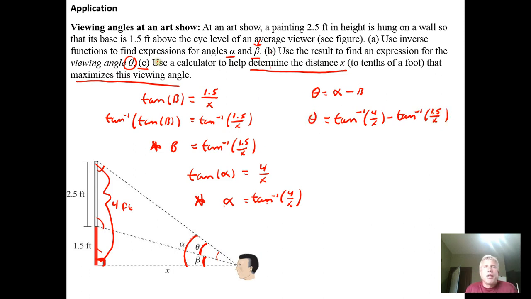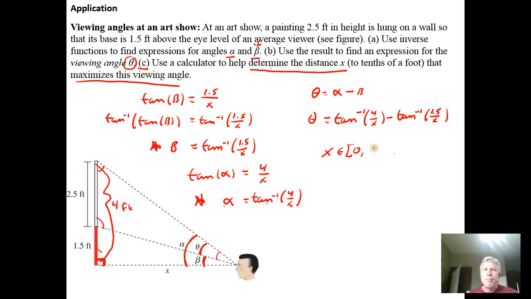So part C says use a calculator to help determine the distance x to tenths of a foot that maximizes this viewing angle. So before I jump into the calculator and graphing, I want to think about what's a reasonable range of values for x. Like, what interval should x live on? x can't be negative, then I would be through the wall. If x is 0, I have my nose right up against the wall. And am I going to stand 100 feet from the painting? Probably not. Am I going to stand 10 feet from the painting? Maybe, maybe not.